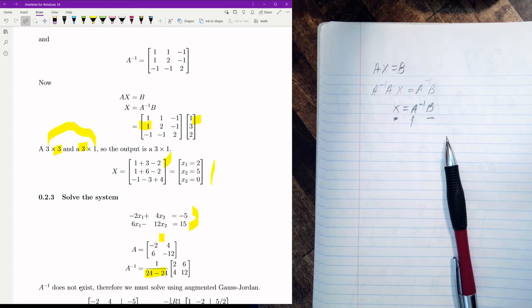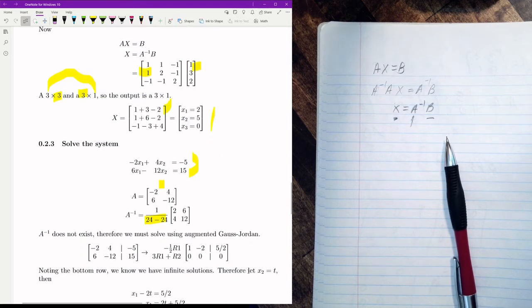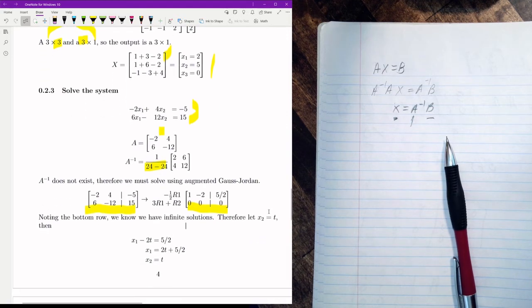So we actually have to step back and use the method that we used previously, and that's the Gauss-Jordan method on an augmented equation. And now this you should be familiar with. We get it into a reduced form. We notice that our bottom row is all zeros. It informs us that we have infinite solutions. So we let x2 equal t and solve for x1, which gives us the result that x1 equals 2t minus 5 halves and x2 equals t.